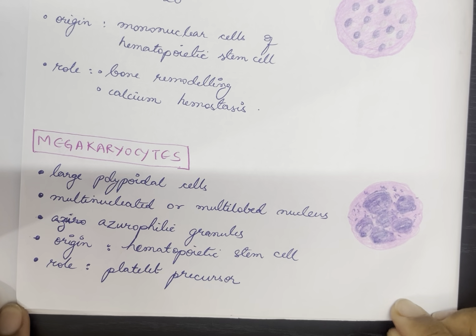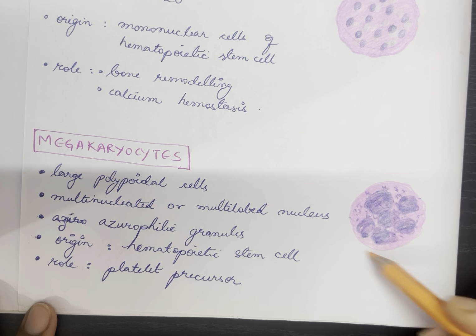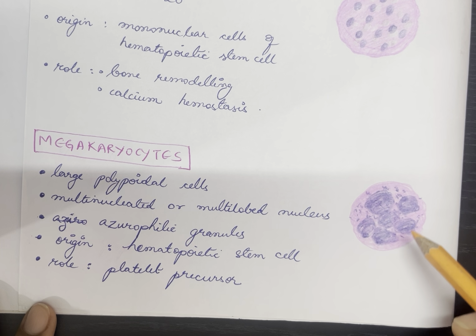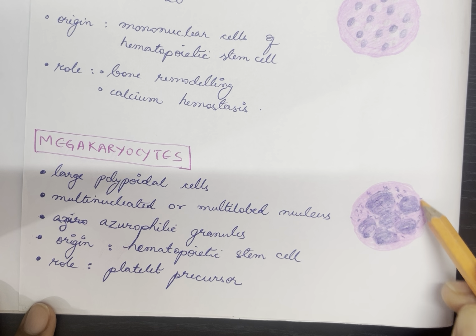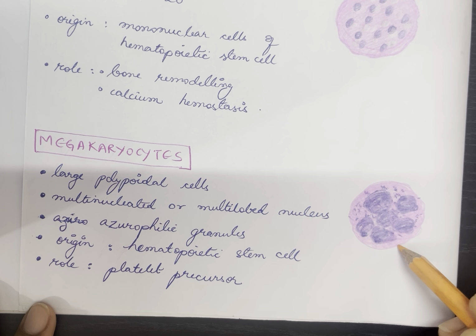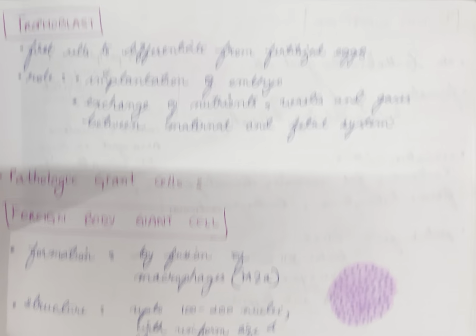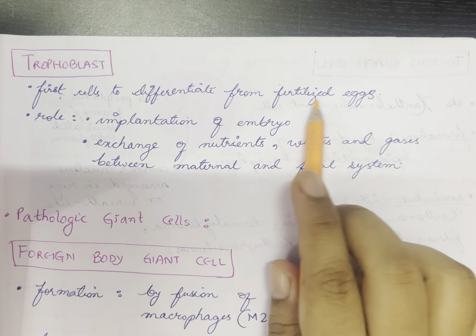Coming to megakaryocytes. Megakaryocytes are large polyploid cells with a multinucleated or multi-lobed nucleus. Eosinophilic granules are there, these purplish granules, and the origin is hematopoietic stem cell again. The role is platelet precursor. Coming to trophoblast. Trophoblast is the first cell to differentiate from a fertilized egg.